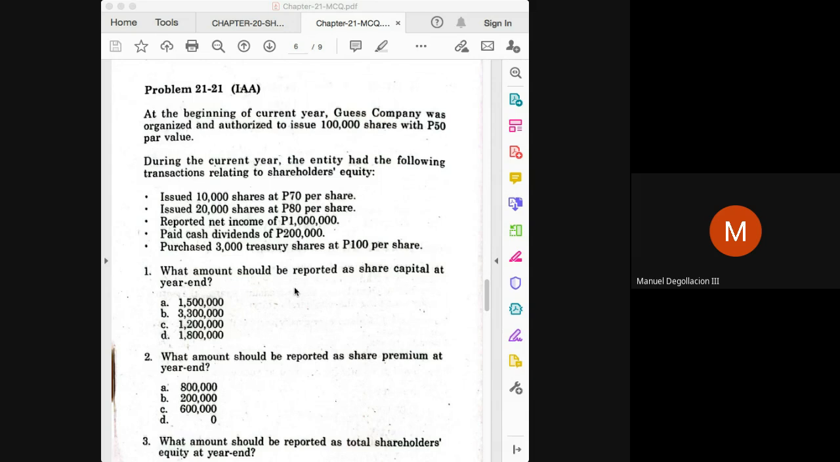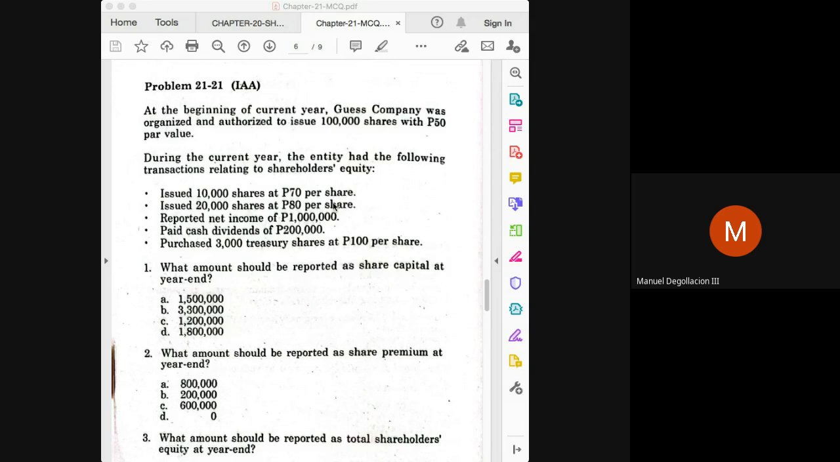Now, what amount should be reported as share capital at year end? So we only have two transactions affecting our share capital. It's the first and the second bullet. In the first bullet, we credited share capital at 500,000. And then in the second bullet, we credited share capital at 1 million. Okay, so we will have 1,500,000. Or simply multiply the total issued shares of 30,000 by the par value of 50.